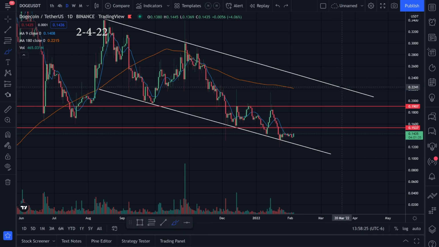Over here, this level sitting around .22. It really just depends on how fast we go up or how slow we go up, or if we get rejected at one of these levels right here. We'll have to wait and see. These are the levels that I'm kind of looking at and hoping that we can break to continue to head up.